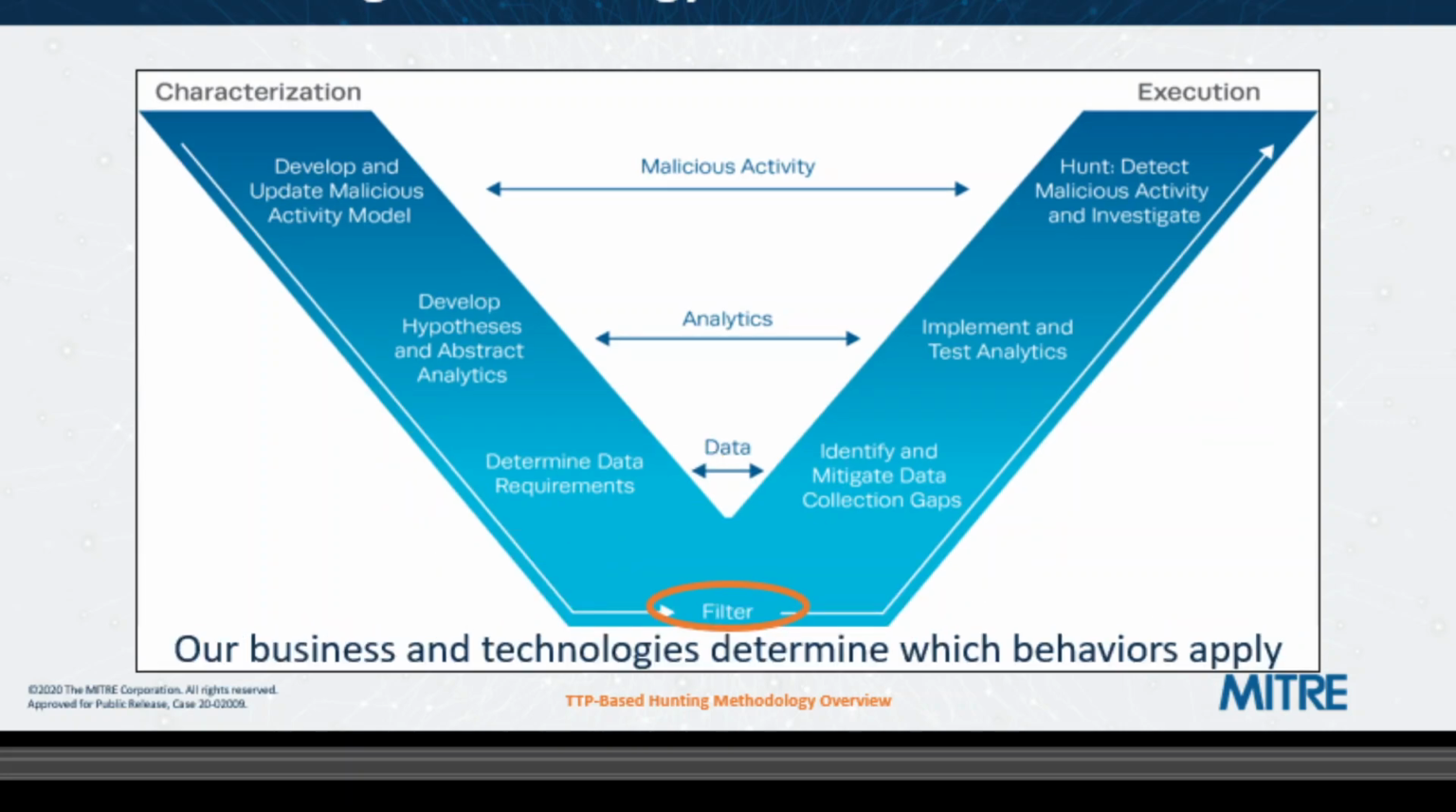The bottom layer of the V is just a filtering, pivoting step. Essentially, we can go down the left side of the V in a fairly abstract way. We might not even have a particular network in mind to do those first 3 steps of the V. But in order to pivot into the implementation side on the right side of the V, we're going to want to filter down all of those abstract ideas to focus on the time, terrain, and behavior that are applicable to the network in which we're going to be hunting.